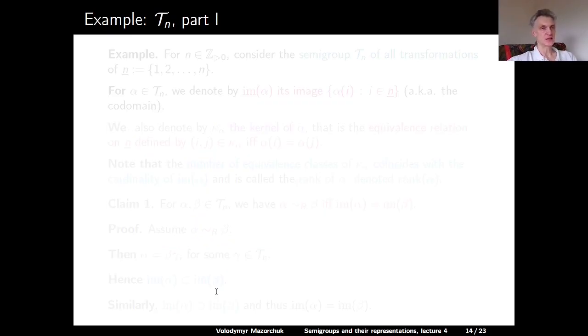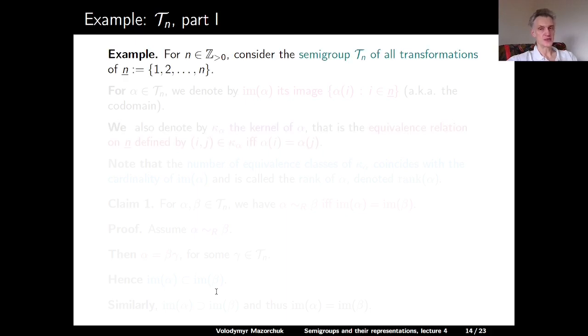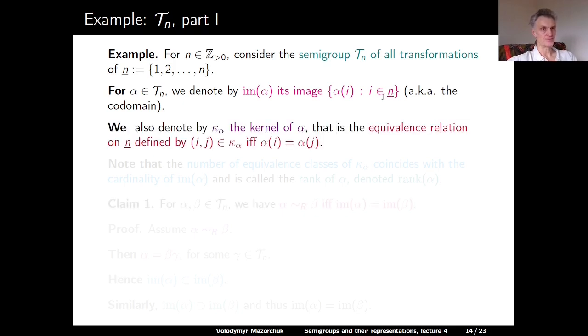So we consider the transformation semigroup Tn. That's a semigroup of all transformations of the set 1, 2, and so on n, which we denote by n underlined. Recall that for a transformation alpha in Tn, we have the image of alpha, that's the set of all elements of the form alpha applied to I, where I is an element in n underlined, or sometimes this is also called the codomain of alpha.